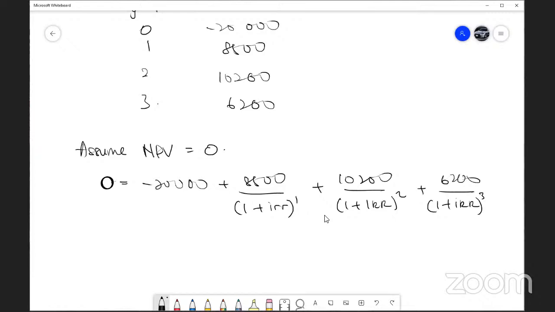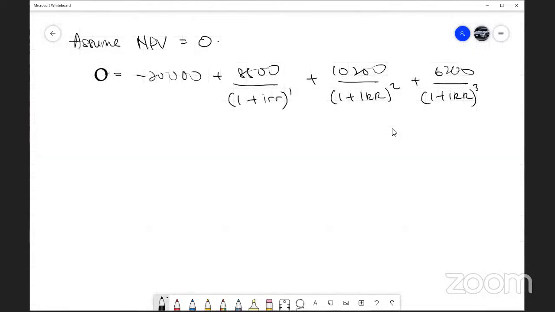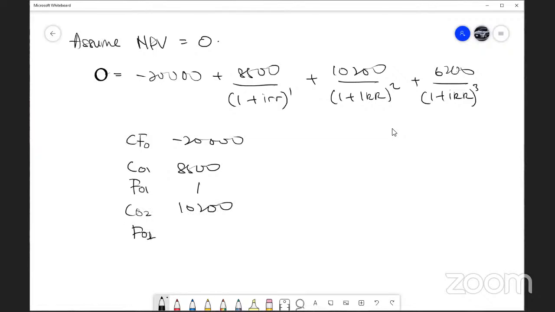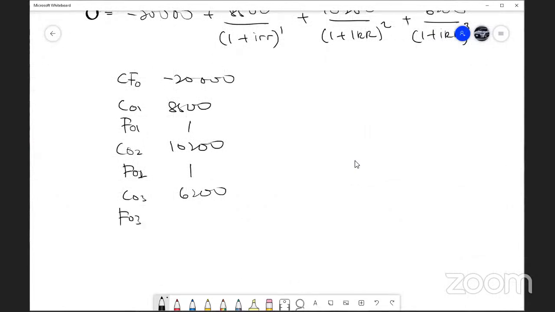Okay. But if let's say you are lucky enough to have a financial calculator, or you manage to borrow one from your friends for the exam, what you need to fill in is the same as the NPV one. Your cash flow at time 0 is negative 20,000. Then C01, usually, not CF, is equal to 8,500. Frequency of the first cash flow is 1 time. It's not repetitive. So C02, 10,200, frequency 1 time. Cash flow 03, 6,200, frequency 1 time. Straight away, compute IRR.